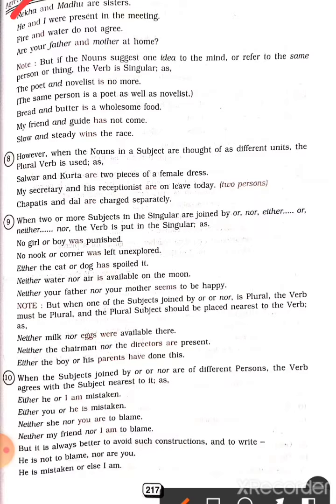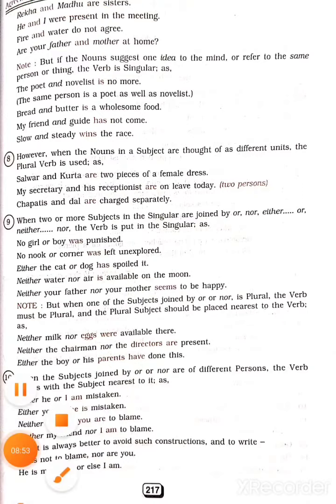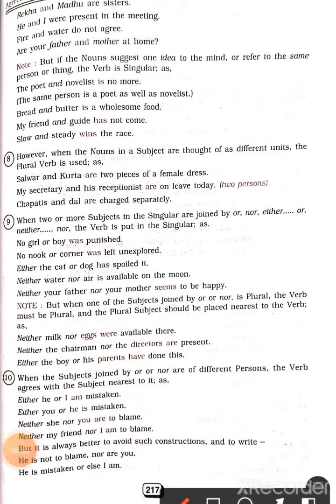Similarly over here also, Rekha and Madhu, these are two singular subjects joined by and. So after that plural verb will follow. Rekha and Madhu are sisters. He and I were present in the meeting. Okay, he and I were present in the meeting. He and I, here also singular. Two singular subjects are joined by and. So that is why he and I were present in the meeting.